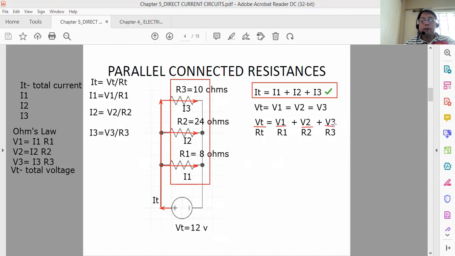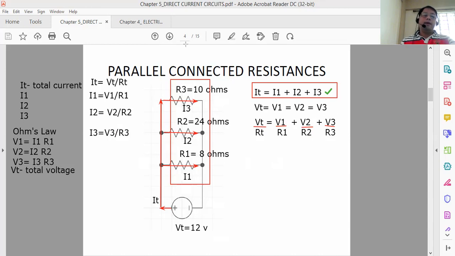Now, from our second principle, we notice that these voltages are simply equal to one another. So V1 is simply the same as V2, simply the same as V3. So why not call them instead V sub T? So if we call them V sub T, they are simply equal to each other.